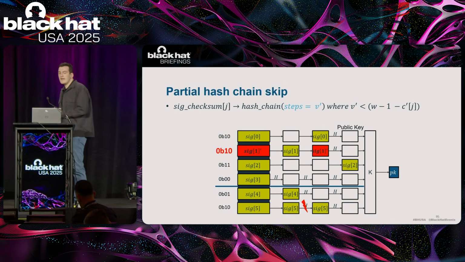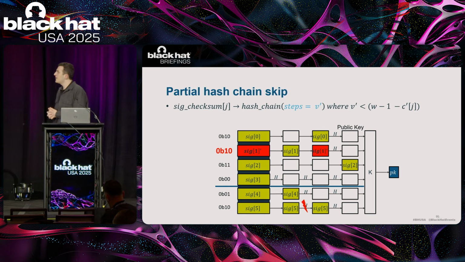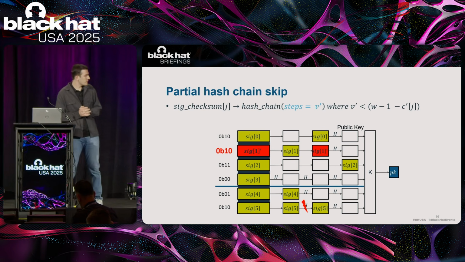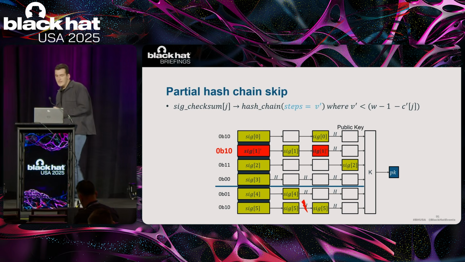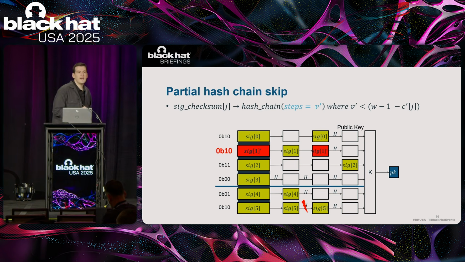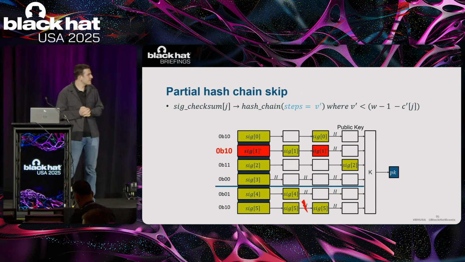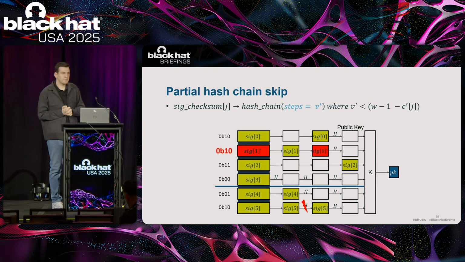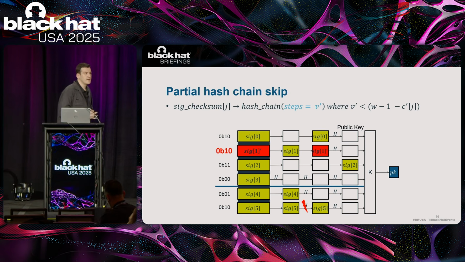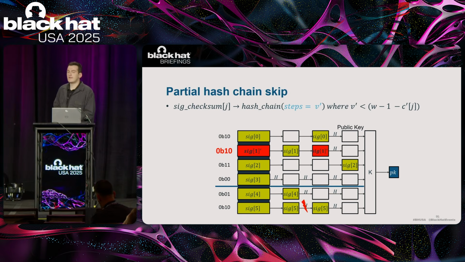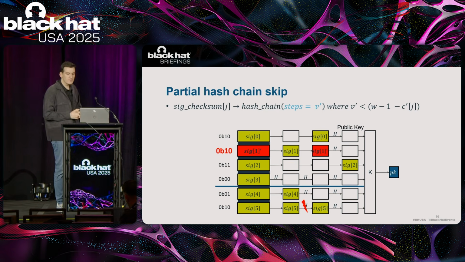And here, you can see the partial hash chain skip scenario with a forged signature with 10 instead of 01. And now what we can do is attack the checksum chunk with partial hash chain skip. Since we decreased it by one, if we can skip that hash operation, then it will also calculate the same public key, and it will accept our forged signature as correct.